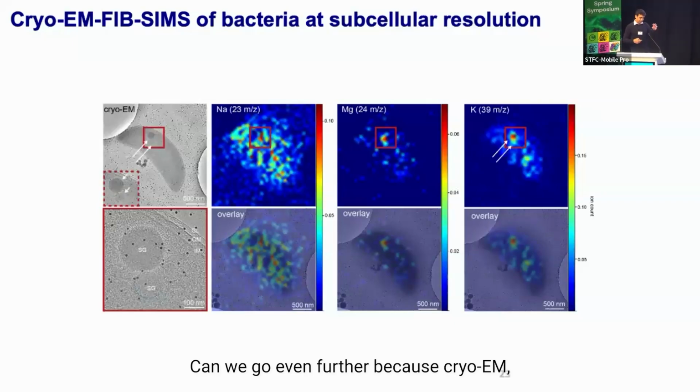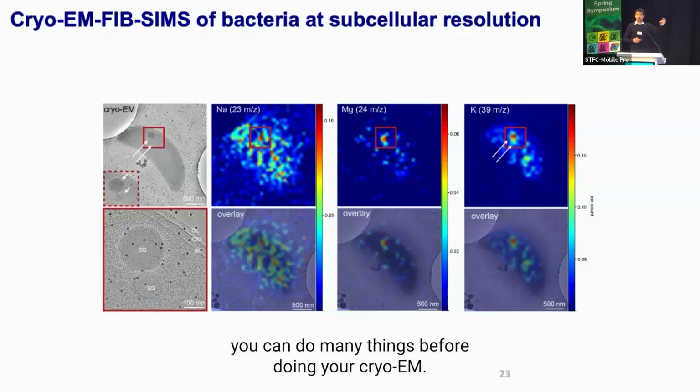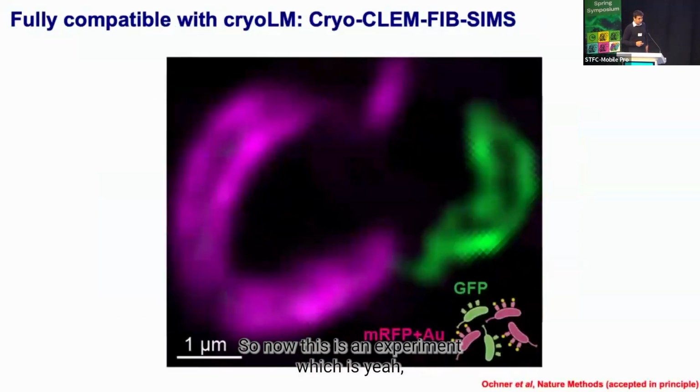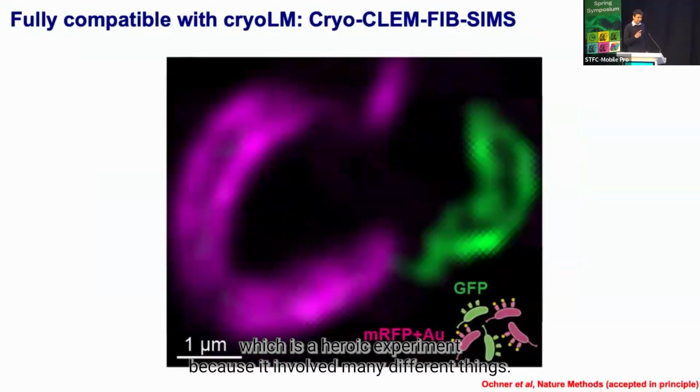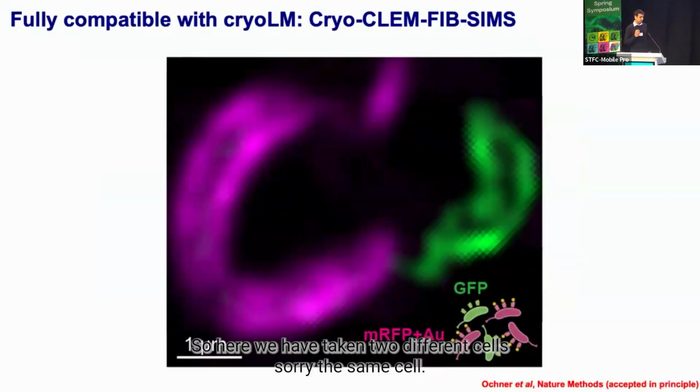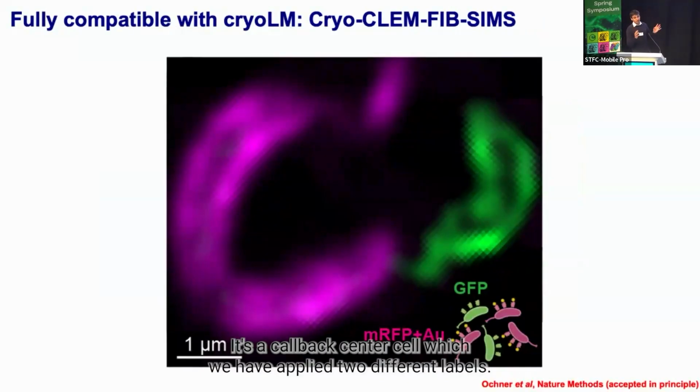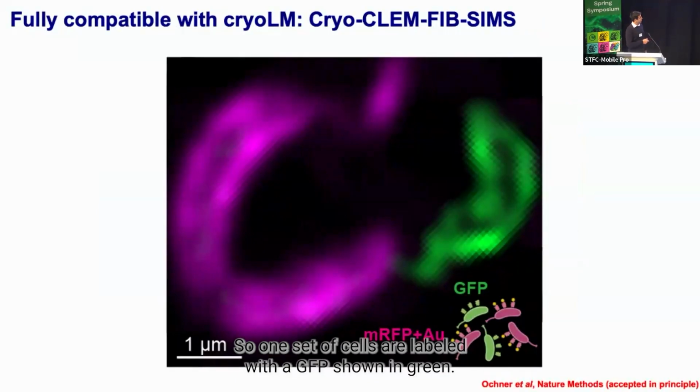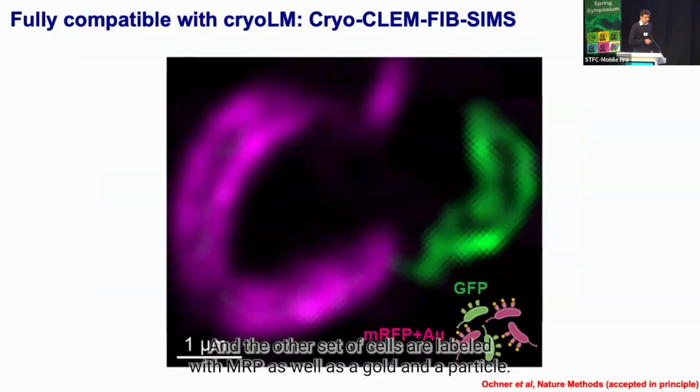Because with cryo-EM, you can do many things before doing your cryo-EM. So now this is an experiment which was a heroic experiment because it involved many different things. Here we have taken two different sets of the same cell, a Caulobacter crescentus cell, to which we have applied two different labels. One set of cells is labeled with GFP, shown in green, and the other set of cells is labeled with mRFP, as well as a gold nanoparticle.